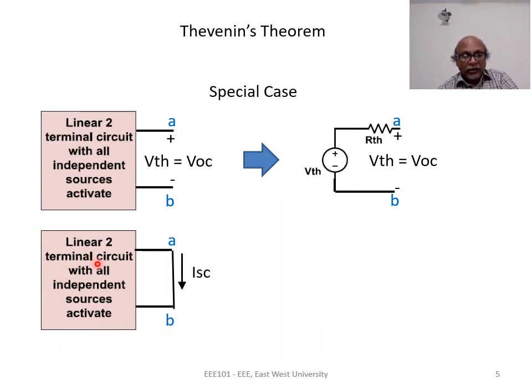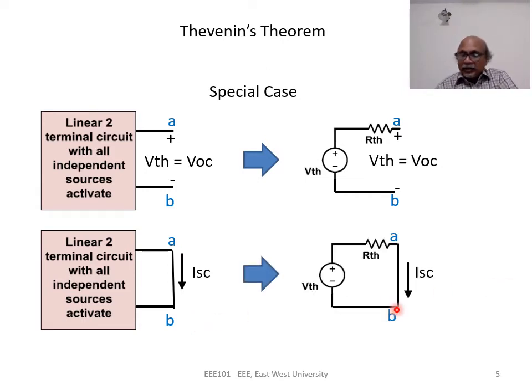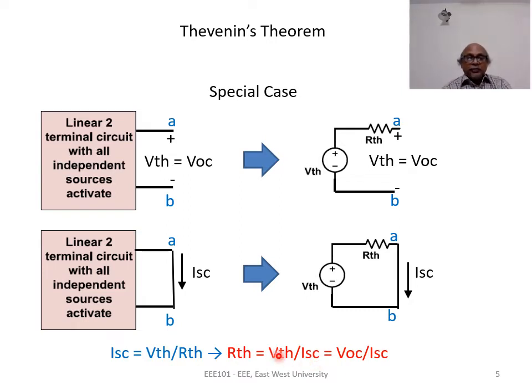Again, all independent sources remain active in our two-terminal circuit. Now, we calculate or determine the short circuit current ISC. In the equivalent Thevenin's circuit, this looks like this. So, using Ohm's law, we can write that ISC is VTH by RTH. So, rearranging the terms, RTH is VTH by ISC, but VTH is VOC. So, RTH is VOC by ISC.